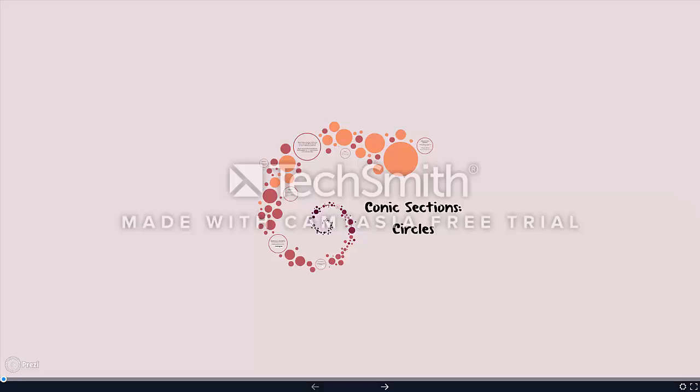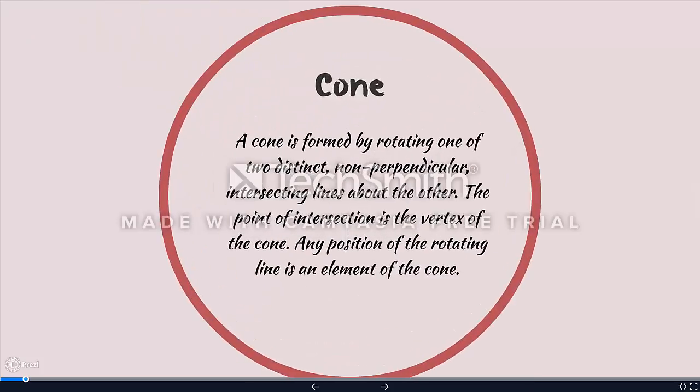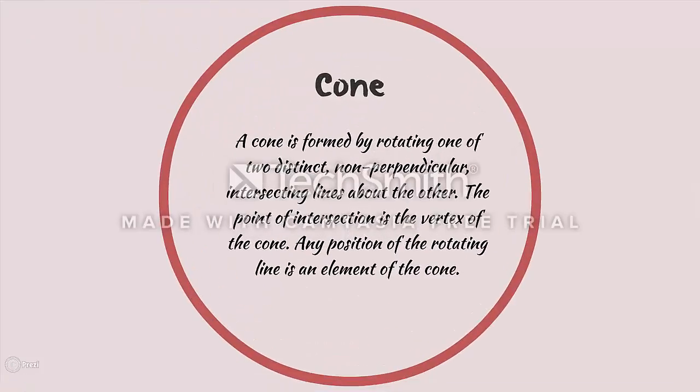Today we will talk about conics. First, let us define a cone. A cone is formed by rotating one of two distinct non-perpendicular intersecting lines about the other. The point of intersection is the vertex of the cone. Any position of the rotating line is an element of the cone.